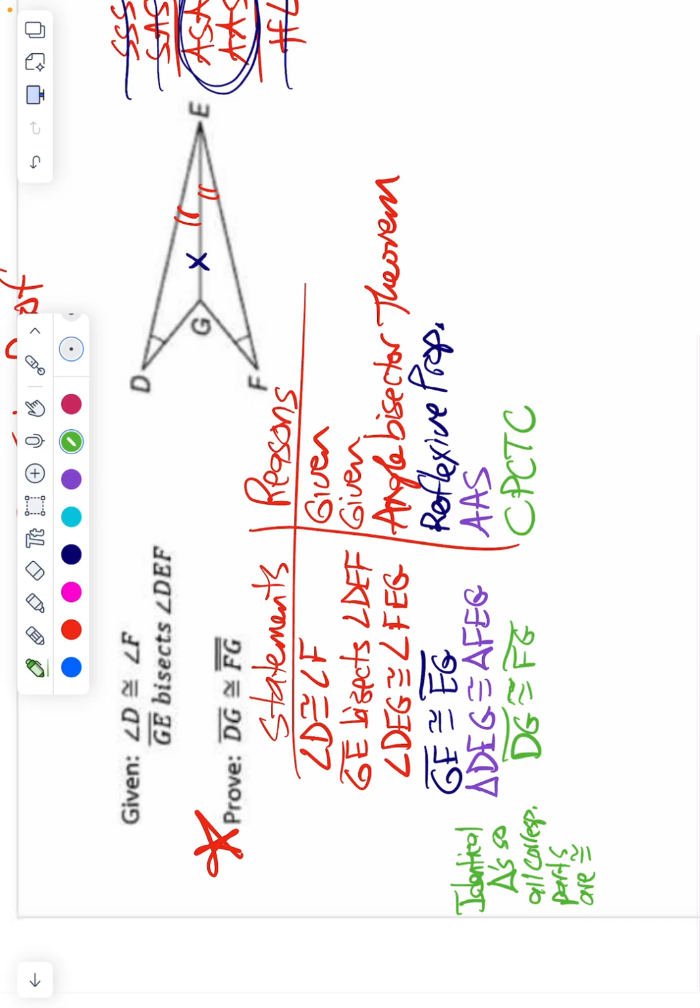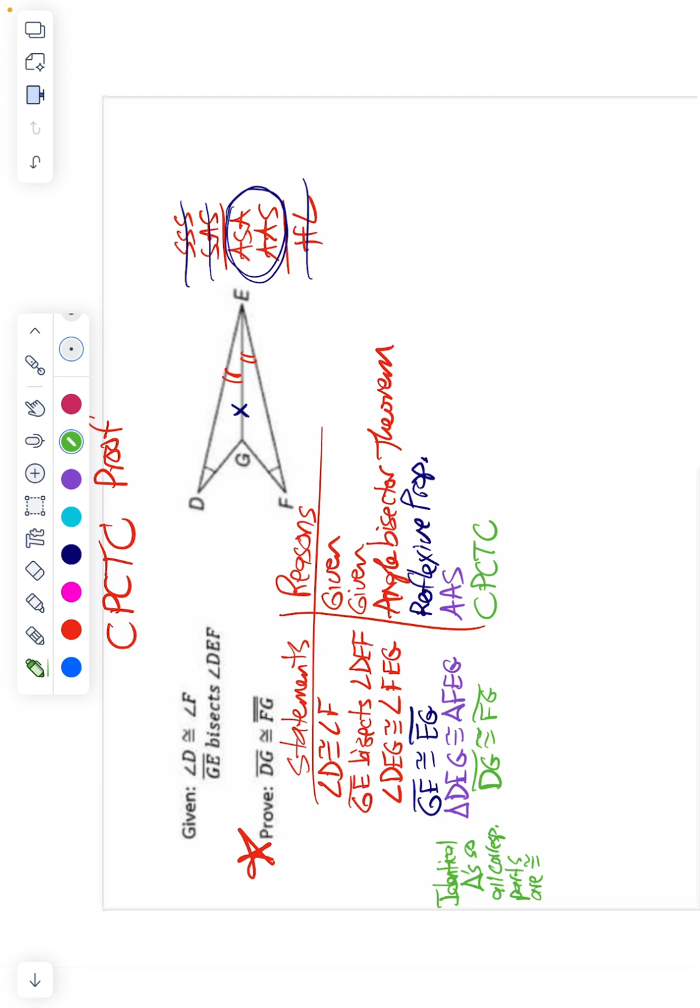What do you think? Could you maybe skip the angle side part and then just write CPCTC after the reflexive property? What does this line do? It proves that everything about the angles, and so without that, then we don't know that the parts are congruent. Okay. Yeah, so we have to have that. Any other questions?